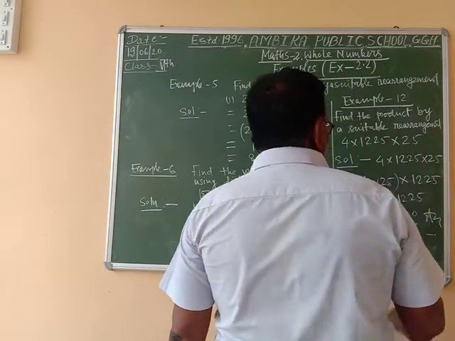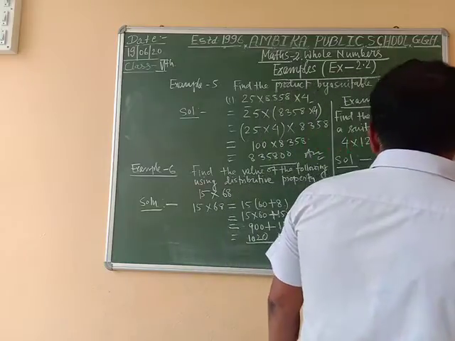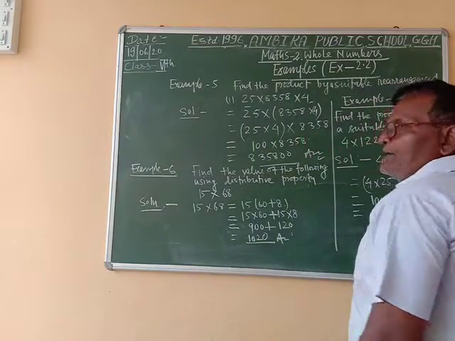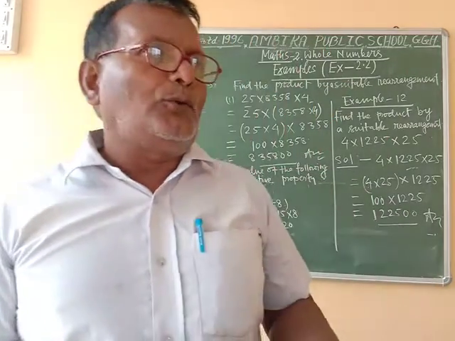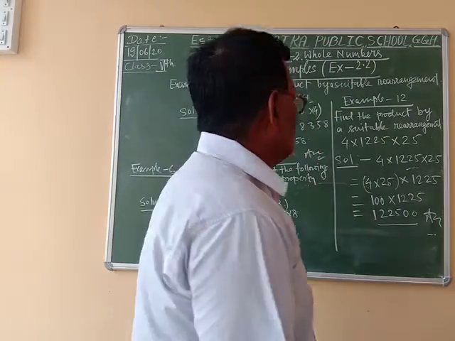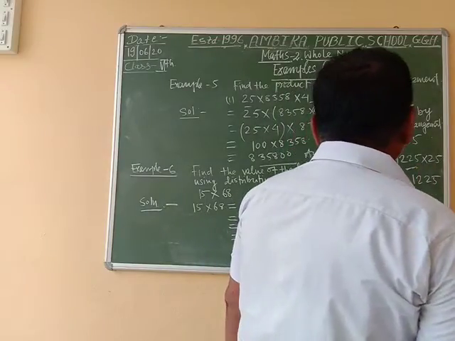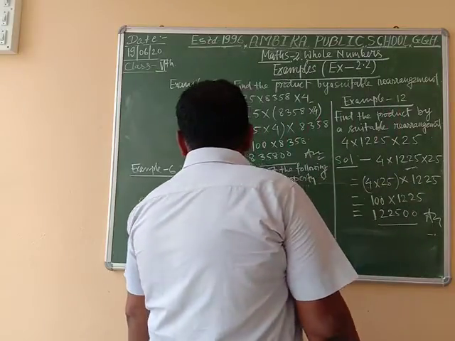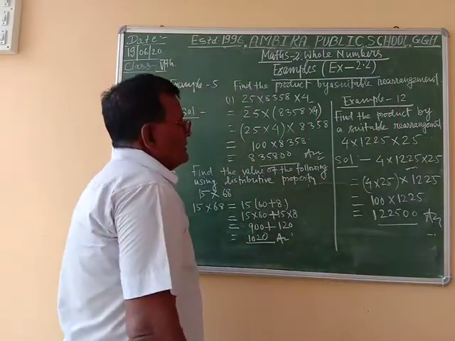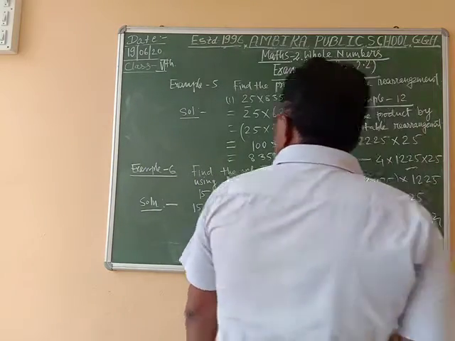So this law is called, you have learnt, the associative property of whole numbers. Using this associative property, you can multiply if you are given 2 or 3 or 4 whole numbers.